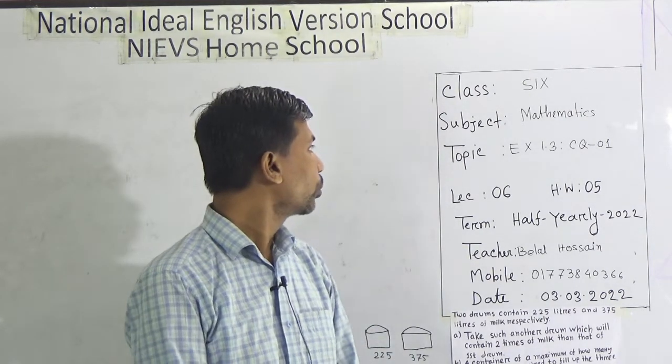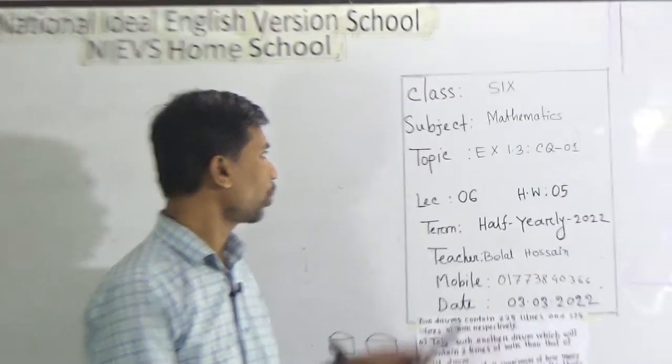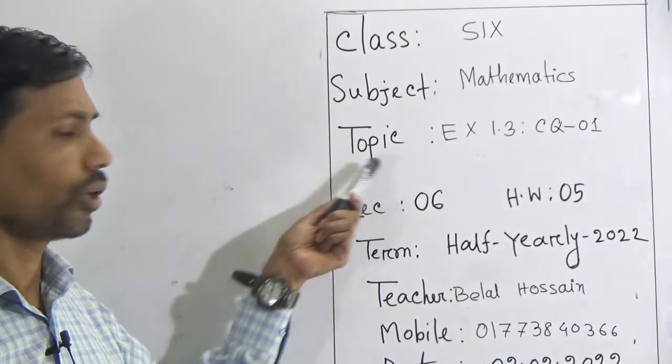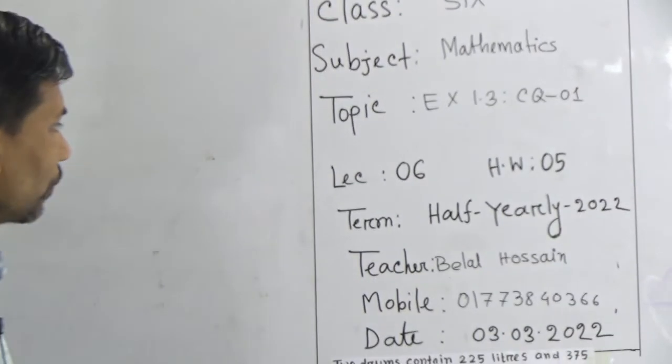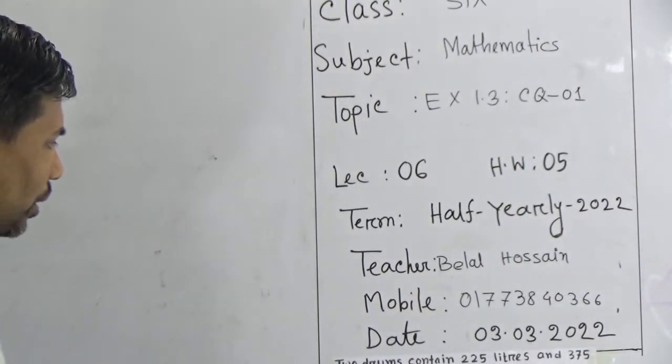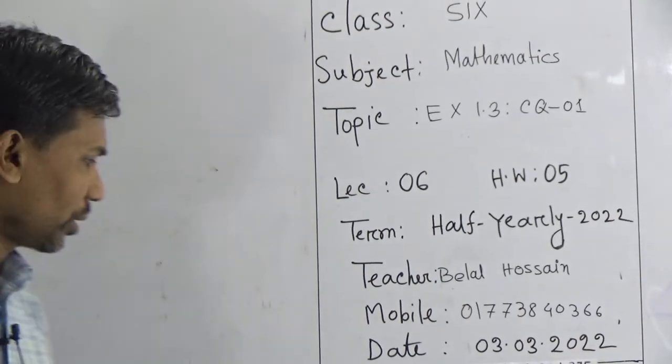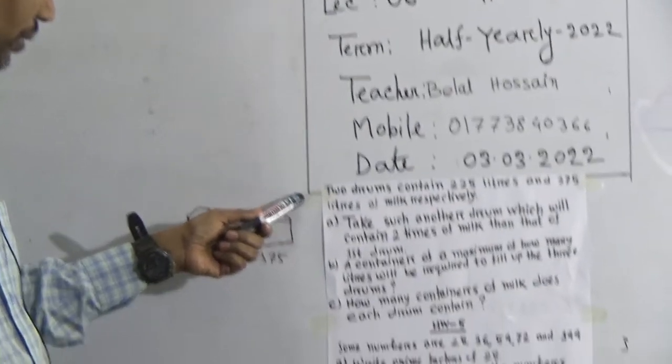Dear student, today our topic is exercise 1.3, creative question number 1. Lecture number 6, HW number 5. Student, at first look at the creative question.